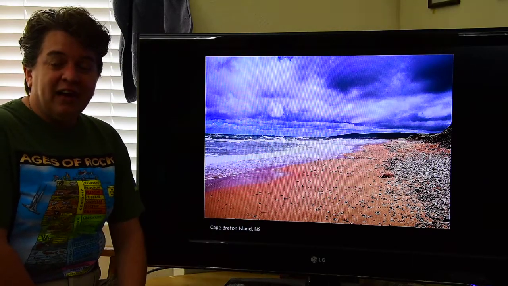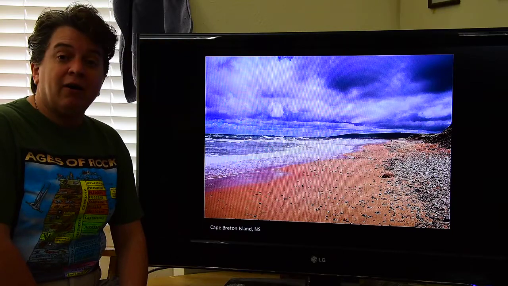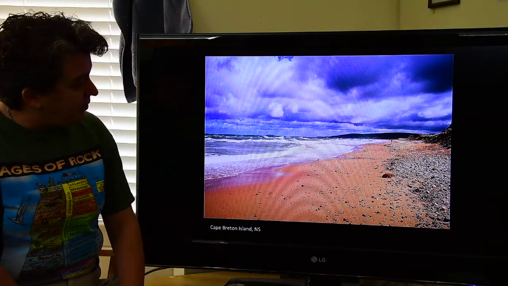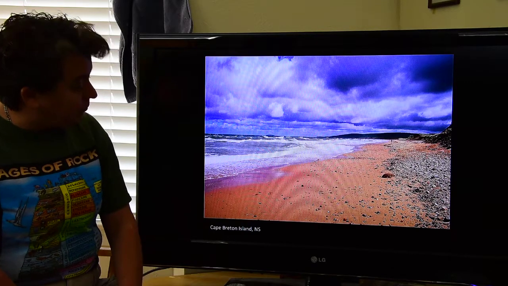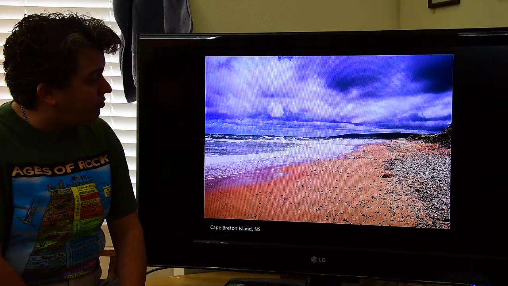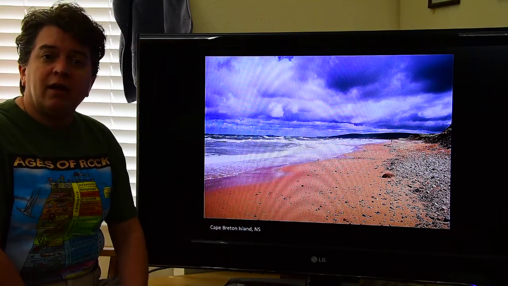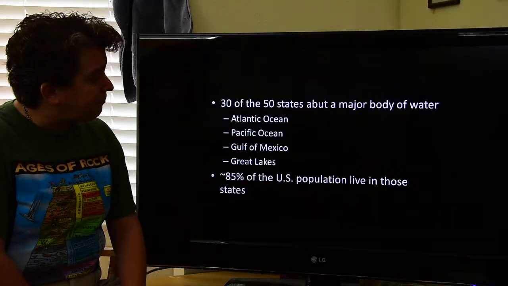Welcome to the beach. Today we're going to be talking about coastal erosion. And this is a typical coastline, a real pretty one up on Cape Breton Island in Nova Scotia. And we're going to see how beaches and coastlines like this work.